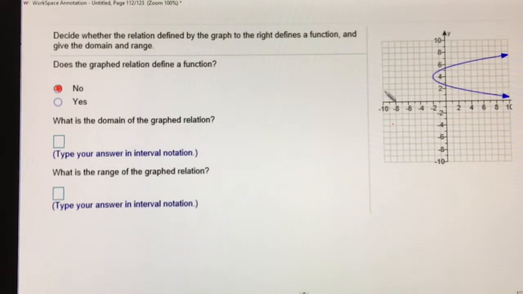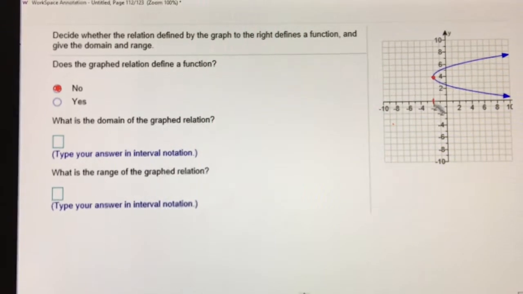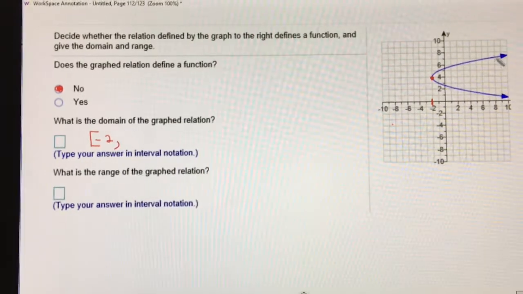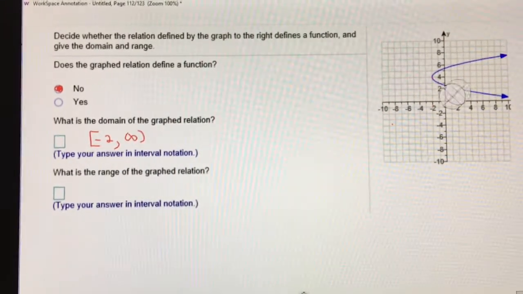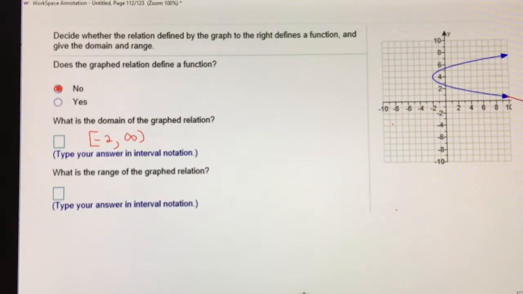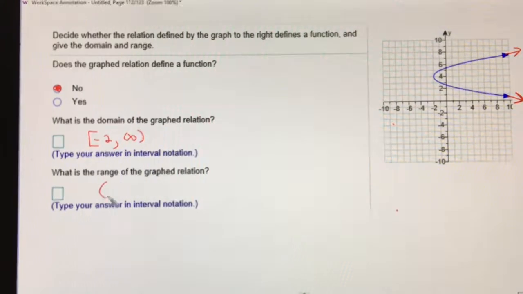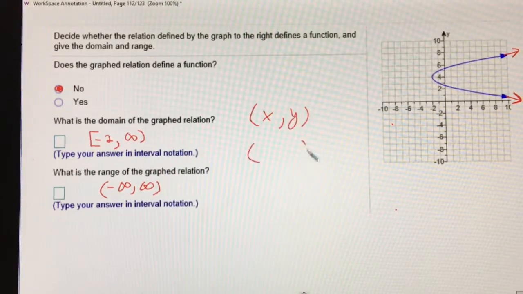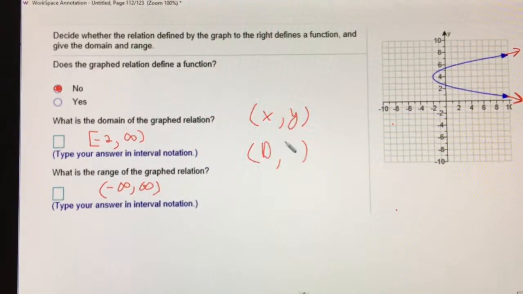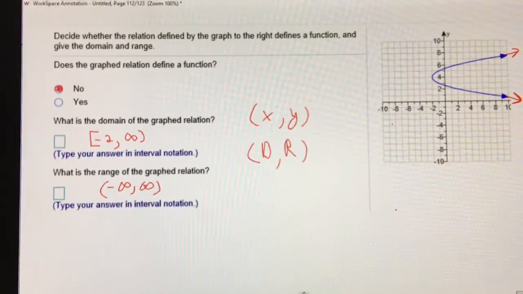Now it wants the domain. The domain are the x values, and the furthest left x value is -2. So it's going to be bracket, -2, and this goes on to infinity. The range is the lowest y value. It might not look it, but this y value goes downward forever, and it goes upward forever, just gradually. So that range is going to be -infinity to infinity. These are the x values, these are y values. A quick mnemonic is what comes first in the alphabet, x or y. What comes first in the alphabet, d or r. So the domain is related to the x values, and the range is related to the y values.